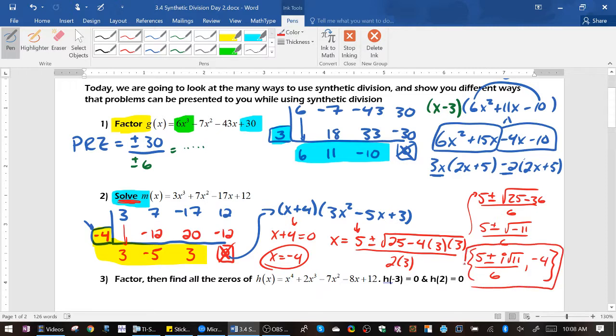Okay, so because it said to solve, not only did I have to use synthetic division, but I had to keep factoring and using the quadratic formula as we went. Okay, so here's the first 2 videos, how to factor and solve using synthetic division. And then I want you guys to click on the next video to get an explanation of the rest of the problems.